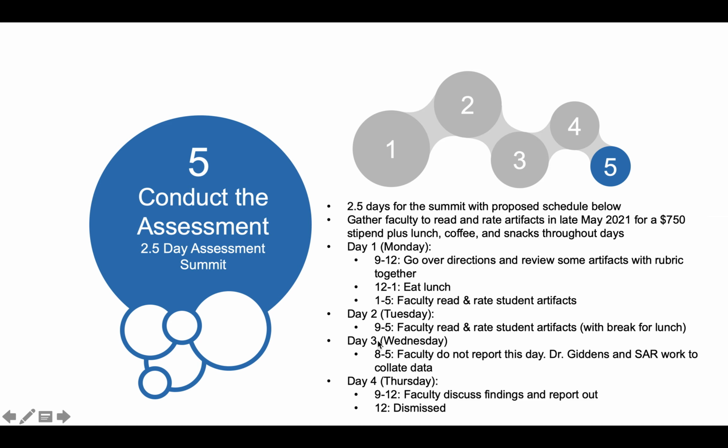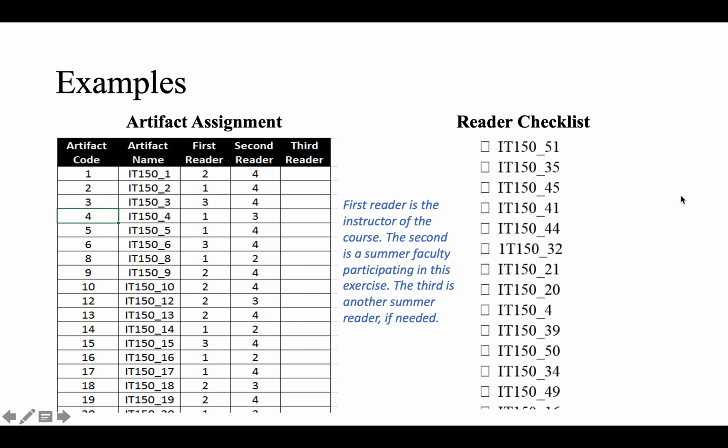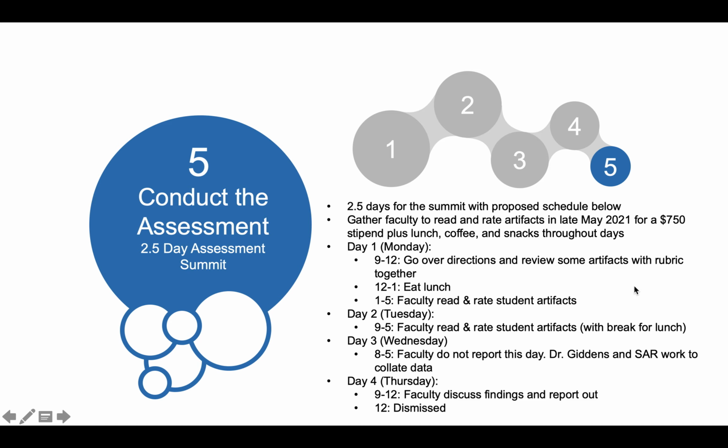Day 2 is Tuesday, so from 9 to 5 all day, what you would be doing is just reading and rating student artifacts. You would have another checklist for your second day, and you would just go through all of them. You'd, of course, have a break for lunch. Day 3, Wednesday, faculty would not report on this day, so I and the SAR office, Strategic Analysis and Reporting Office, will work together to collate the data. And then day 4, which is Thursday, after the data is collated, the faculty would come back to campus, and we would discuss the findings and report out.